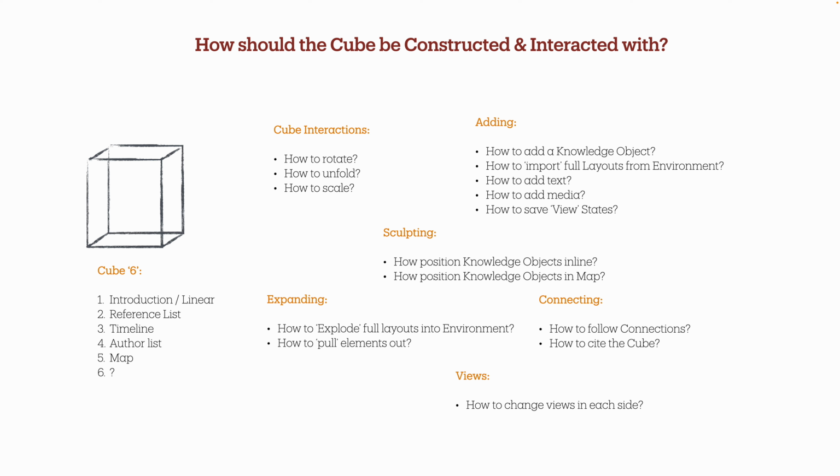And then similarly to previous, how do we follow connections that are in there? Do they appear outside? If we follow a link type of thing, does it appear inside or does it go away, etc.? Views, how do we change the views on each side? How do we explode full layouts into an environment so we can really read it big? How can we pull elements out of it to interact with in different ways? This is still a bit messy, still working on it. I hope to have a better view on Monday.